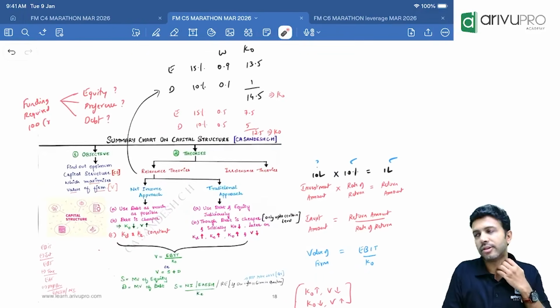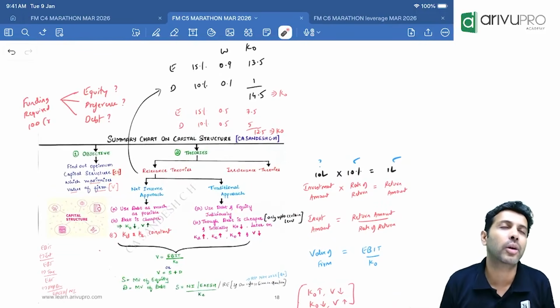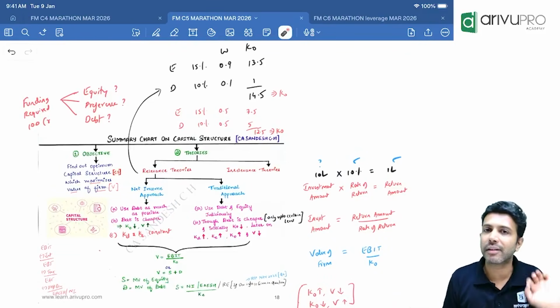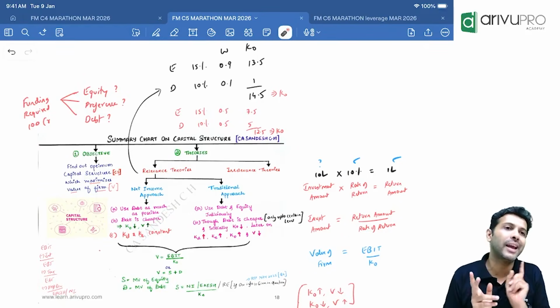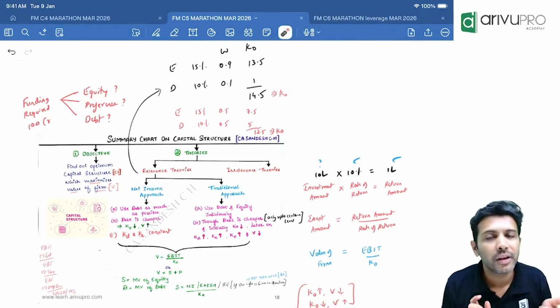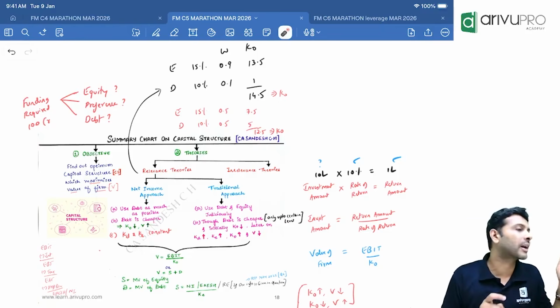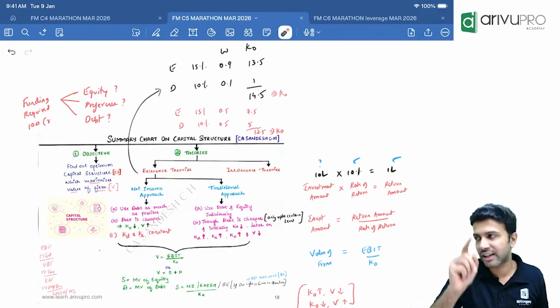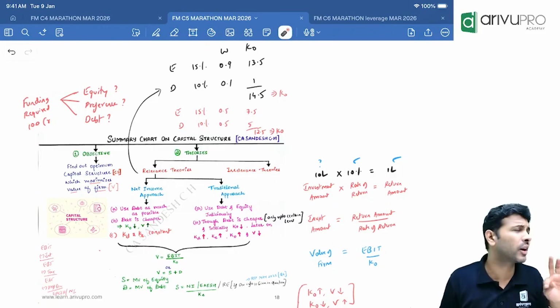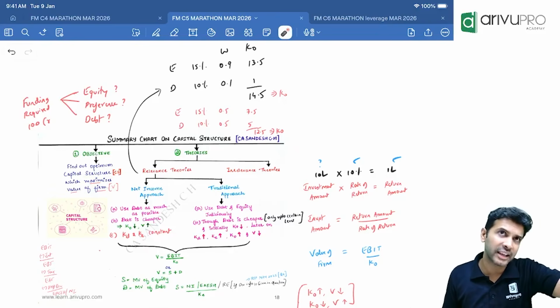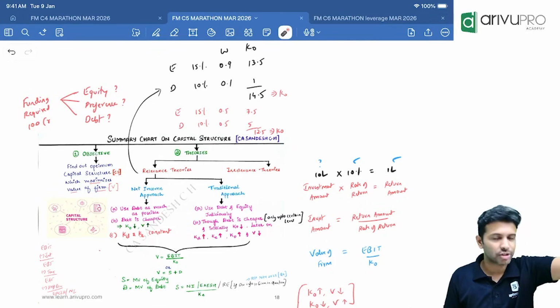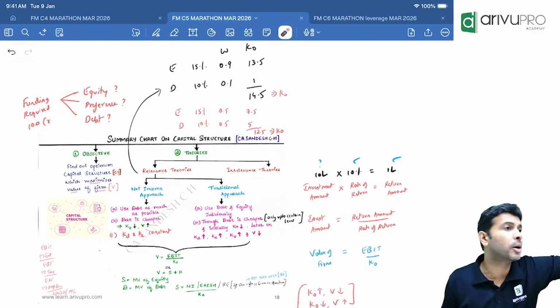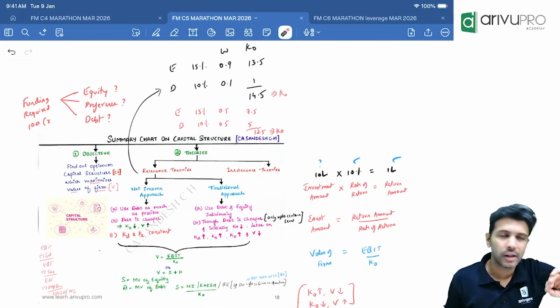Next, here we learned a few formulas. What is the first formula? Value of the firm V is given by EBIT divided by KO. Another way, value of the firm is given by S plus D. S is the market value of equity and D is the market value of debt. How do you get the market value of equity? Can I take EBIT? Is EBIT for the equity shareholder? What is available is EAT. So in the numerator, you will take EAT. In the denominator, KO or KE? KE.